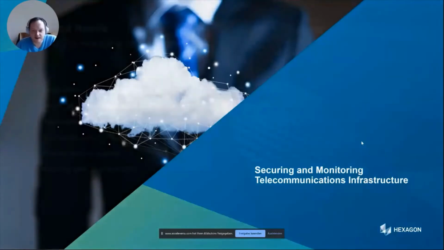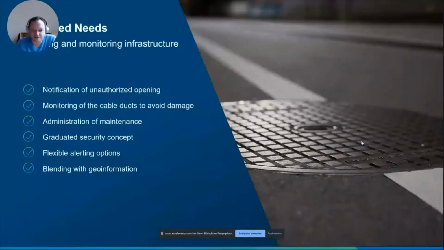We have a customer in the city of Hamburg, and they are using underground cables for the telecommunication between the different locations of the company. They are owned by the city of Hamburg, so for this reason, it's also something more from a government perspective. And here it's really important, as there's a lot of confidential information used in this fiber optic network, that we are going to be notified if there's an unauthorized opening of this cable duct.